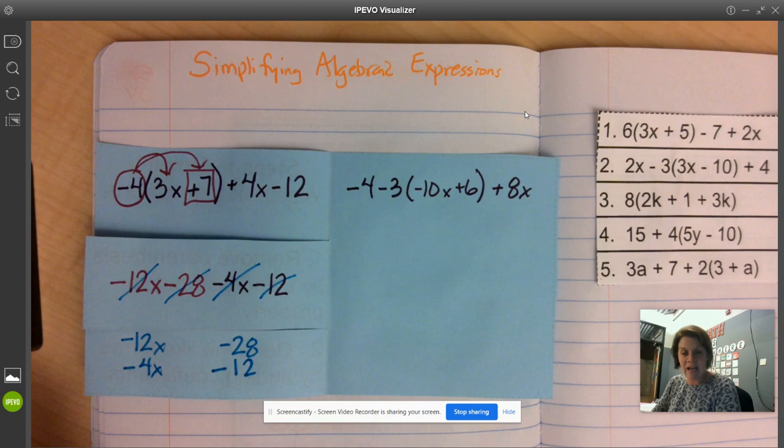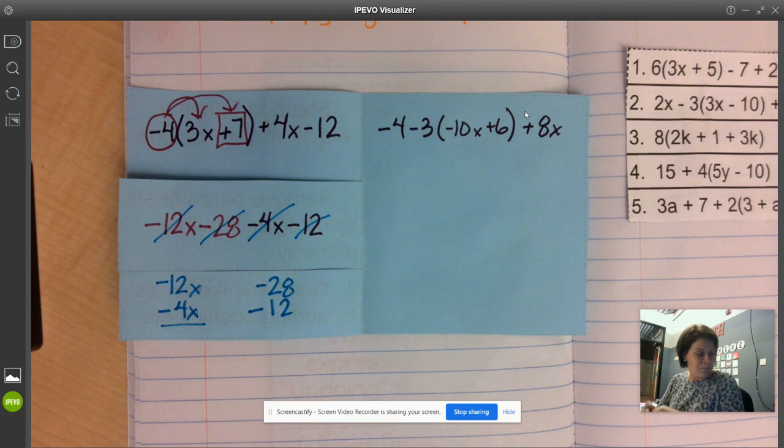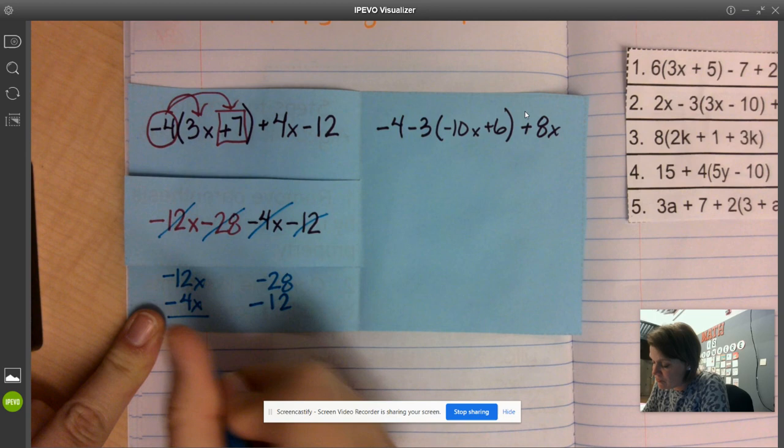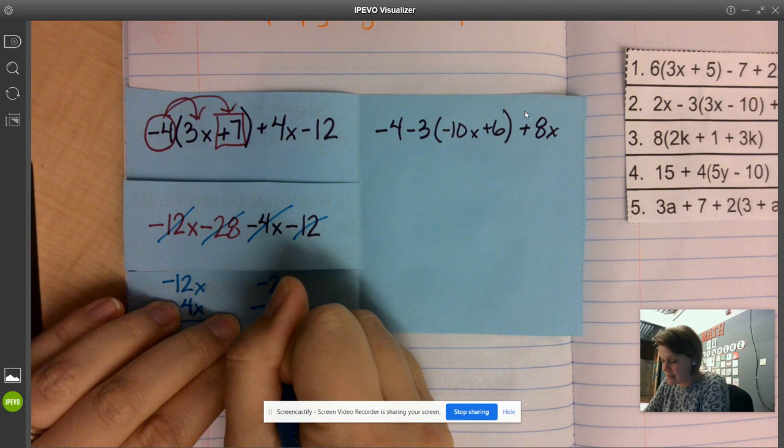Okay, so now I have grouped my like terms. Now all I need to do is combine them. So when I combine these, I see that I have two negatives. That means my sign is going to be a negative, and then I would have 12 plus 4, which is 16, and my x's stay like that. The only thing we combine really are our coefficients, not our variables. Okay, so that one is -16x.